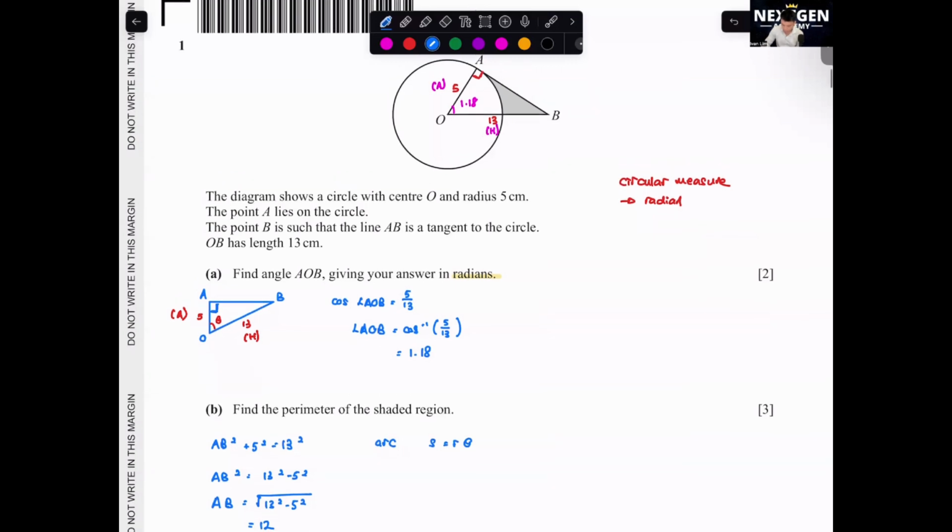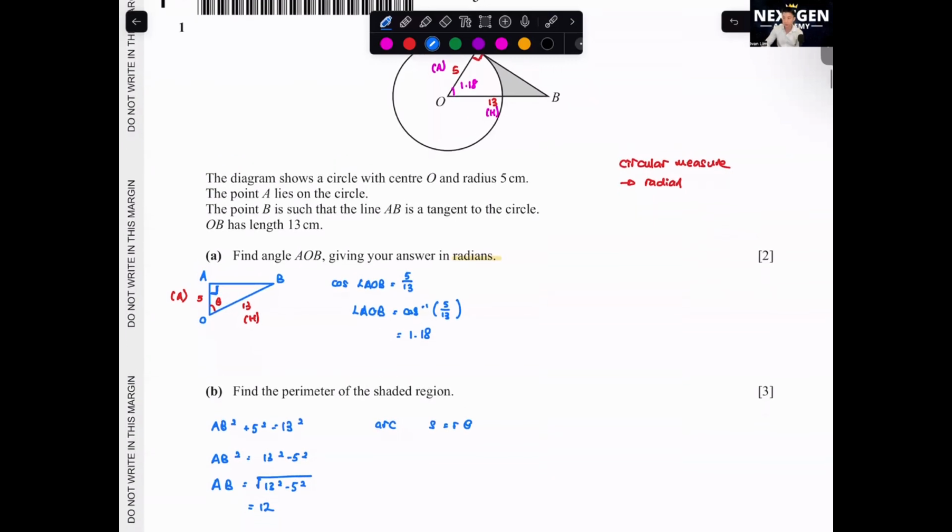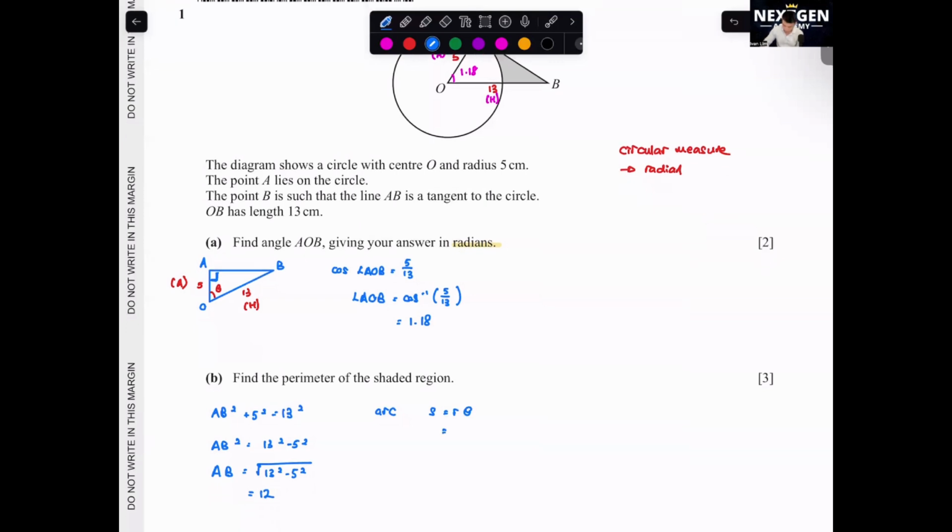The r is equal to 5. The theta is what we found just now, 1.18. So here is 5 times 1.18. 5 times 1.18, we'll get 5.9.